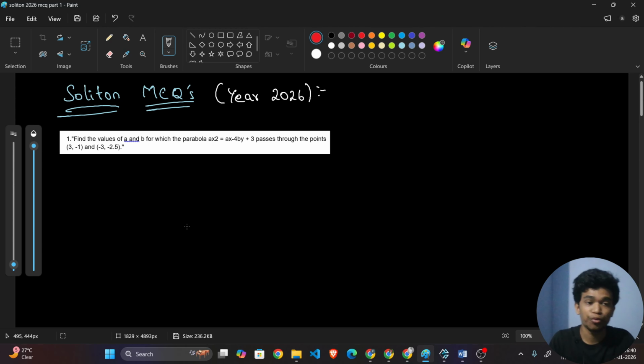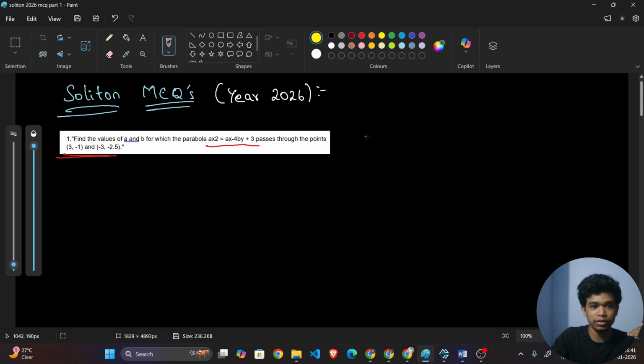So, the first question is, find the values of a and b for which the parabola ax² = ax − 4by + 3 passes through these 2 points. Okay. So, this question is a direct question. Yes. This is based on your 11th or 12th parabola topic, and it is so simple. We substitute these 2 points x and y in the parabola equation to get two equations in a and b. Now just do the add and subtraction method or elimination method to get the values of a and b. Okay, so that's going to be your entire solution.